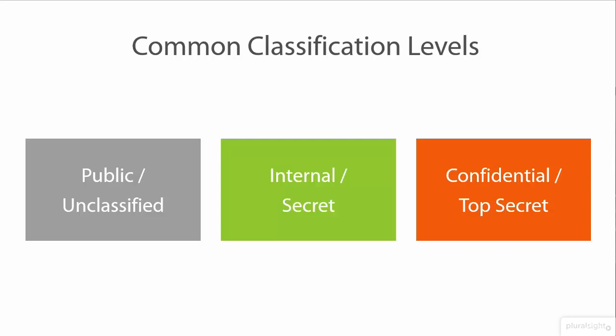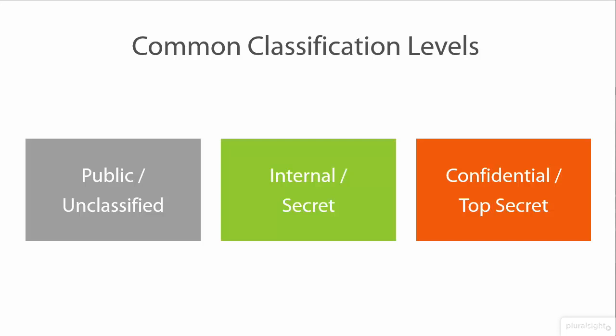I've provided some of the most commonly used examples here, with the lower level sensitivity classifications to the left and increasing in sensitivity as you move right. The examples also show what is commonly used in the commercial sector, such as public, internal, and confidential, as well as what is commonly used in the government and military sectors, such as unclassified, secret, and top secret.